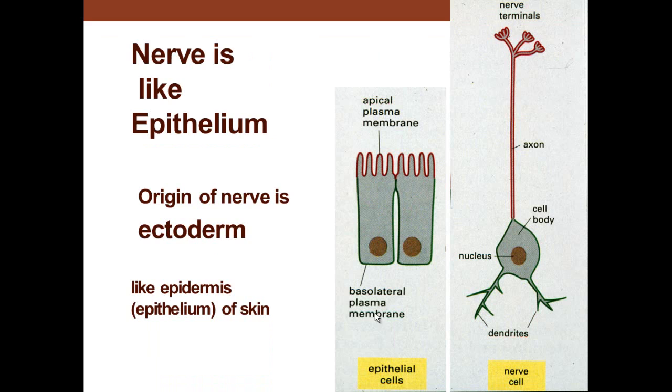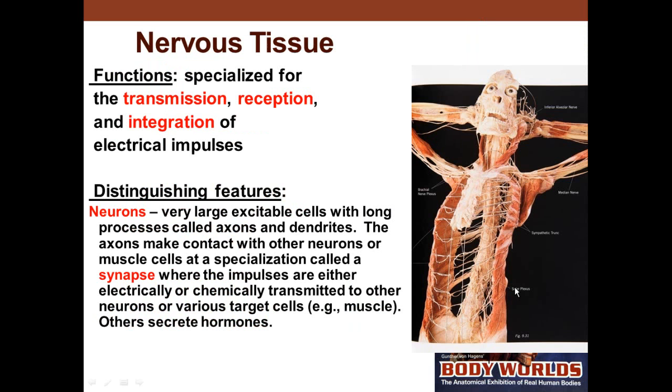Now nerve is like epithelium in that it comes from ectoderm, kind of like the epidermis of skin. Here we see an epithelial cell, and it's polarized, with a base and an apex. Similarly, a nerve cell has dendrites on the cell body, and it has a projection or axon, similar to epithelium. However, it does not make the junctional complex as the epithelium does, but it does make synapses between adjacent cells. Now, the nervous tissue is specialized for transmission, reception, and integration of electrical signals.